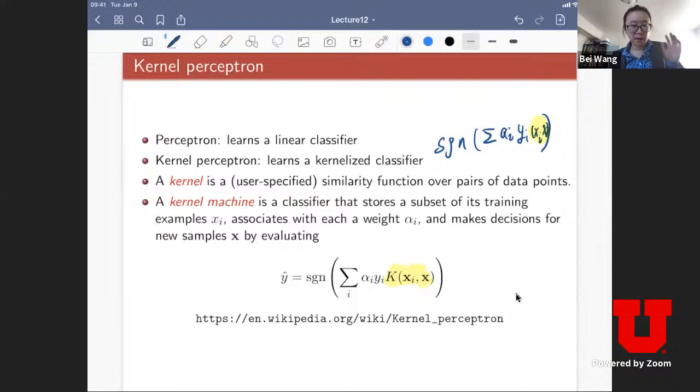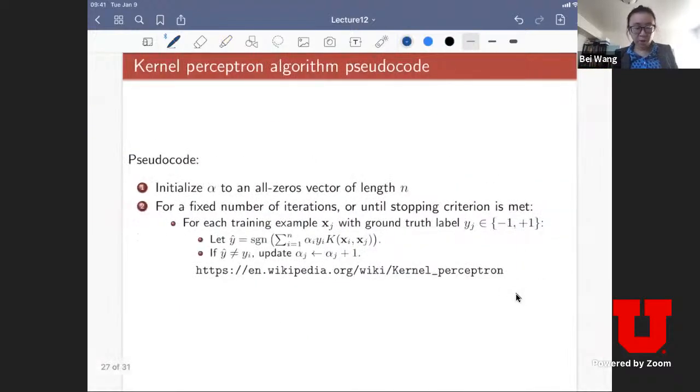And what people used to call a kernel machine is a classifier that stores a subset of its training examples, associates each example with a weight, and makes decisions for a new sample by evaluating this term now, okay? So now, instead of basing my prediction on this dot product, I'm going to base it on this similarity. And that's really the minor change going from the classic perceptron algorithm to the kernel version: replace that dot product by this kernel, okay? So what is the pseudocode, right?